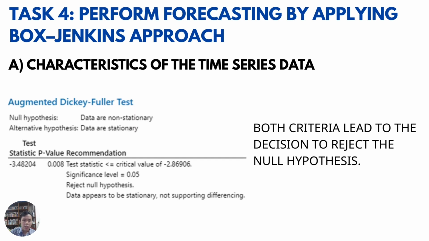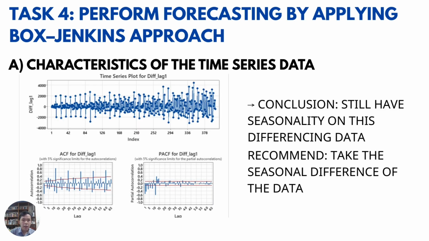After taking the first differencing of this data, we will do the ADF test again. This time, the test statistic is about minus 3.48, while the p-value is 0.008, which means the decision is that we can reject the null hypothesis, meaning the data are now stationary. You can see the final result is written down in the picture. But when we look at the plot of the differenced data, we can see that the seasonality is still happening in this plot.